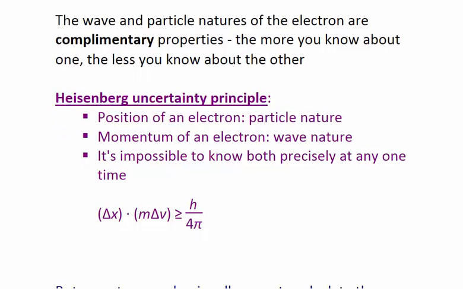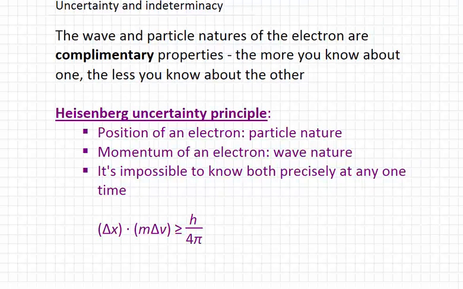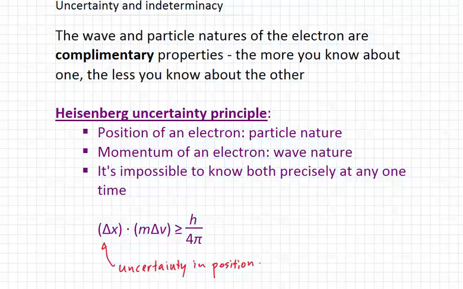So it's a complicated looking equation, but it's actually fairly simple. This delta x, just write uncertainty in position. Mass times velocity is one way of doing momentum. So m delta v, right? That would be the change there. That's the uncertainty in momentum. So uncertainty in position times uncertainty in momentum.